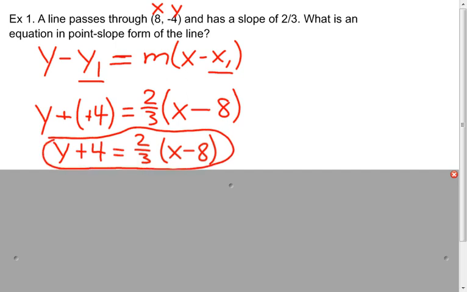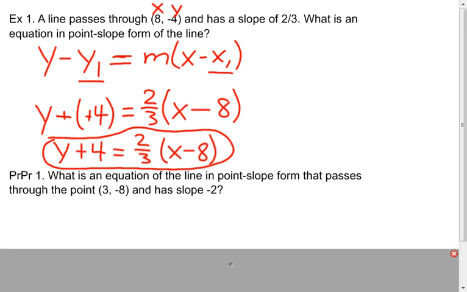Okay? Just like in the last section, they gave you the slope and the y-intercept, you plug both of them in. Here, they give you a point and a slope, and you plug both of those in. Practice problem for you.